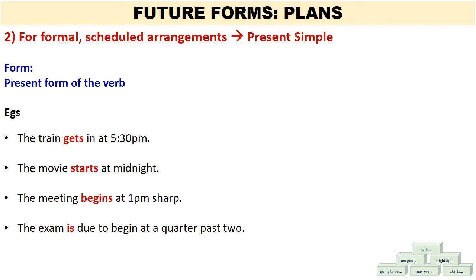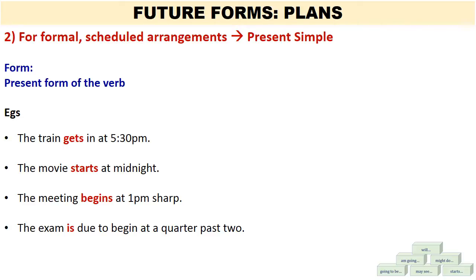Now, what about formal scheduled events? Arrangements that have been planned according to a timetable. In this case, we can use the present simple. And the form, of course, would be using the present form of the verb plus a specific scheduled time in the future. Let's take a look at some examples.